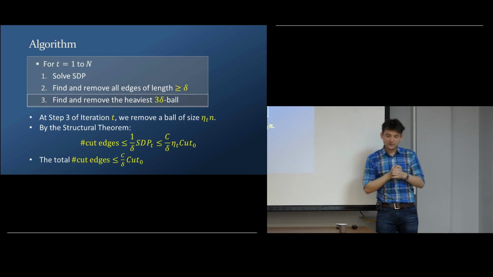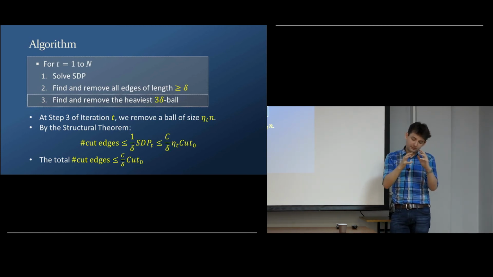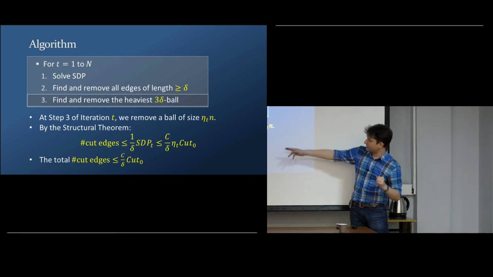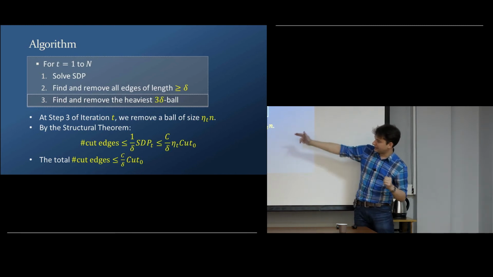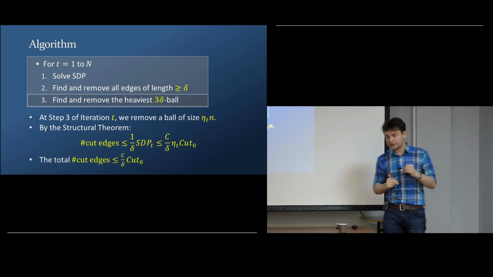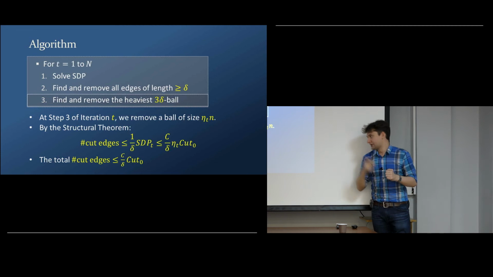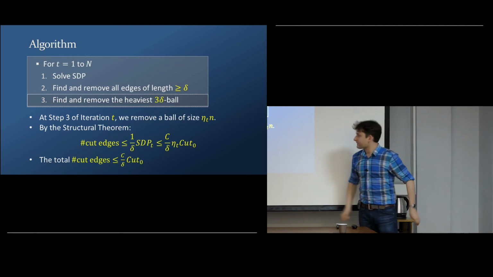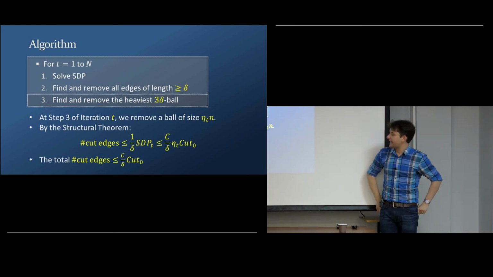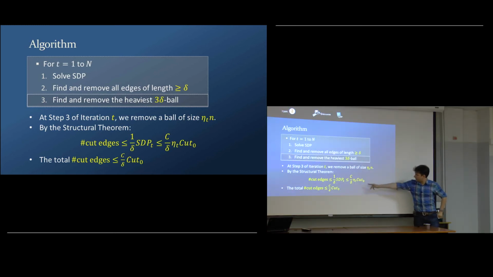So to do so, we need to look for maybe a ball of radius not 3 delta, but for some optimal radius between 3 delta and 4 delta. And if we look for the optimal radius, then we will cut at most SDP over delta number of edges. So the number of cut edges is bounded by some constant C over delta, times this ETT cut 0.